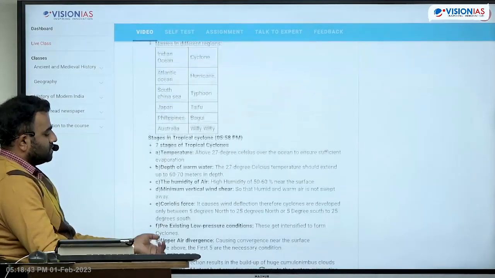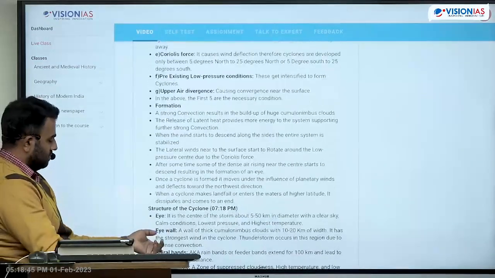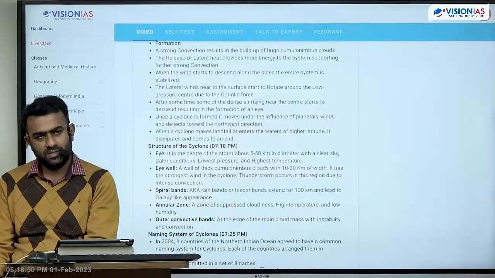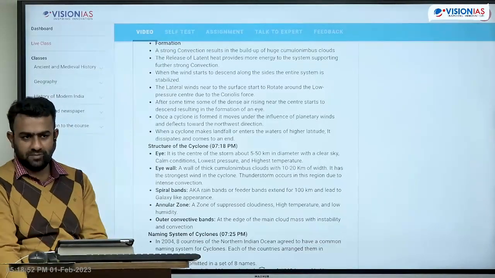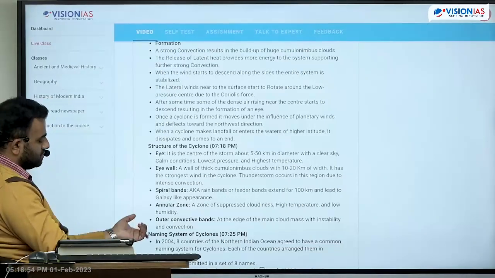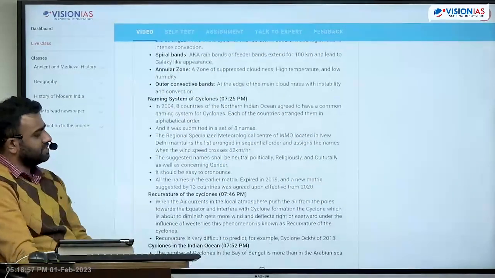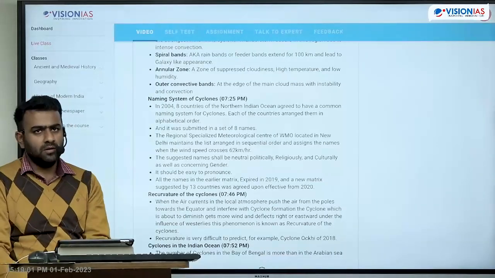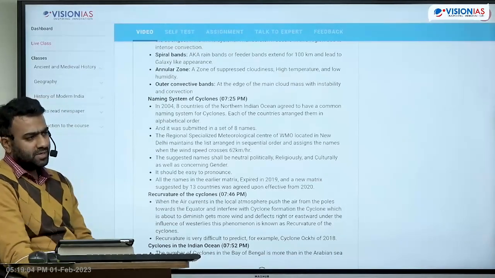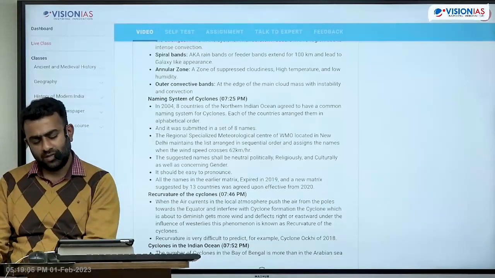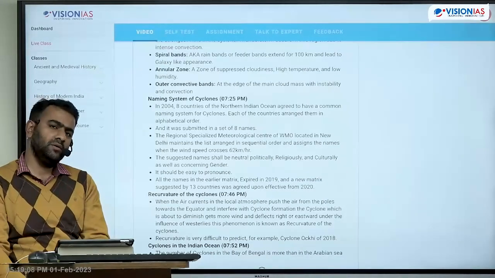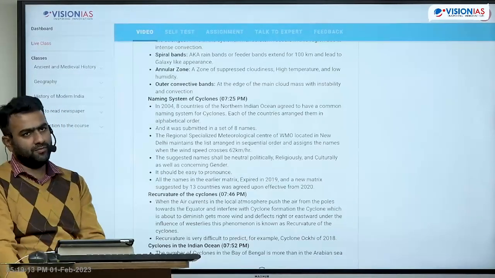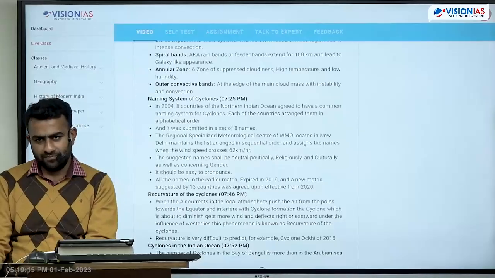During this process, we see different parts of a cyclone: eye wall, spiral bands, annular zone, and outer convective bands. The naming system basically involves developing a matrix. A total of 13 countries are there. A 13 by 13 matrix is developed, and the names are assigned sequentially by the Regional Specialized Meteorological Centre of WMO, which is located in New Delhi.